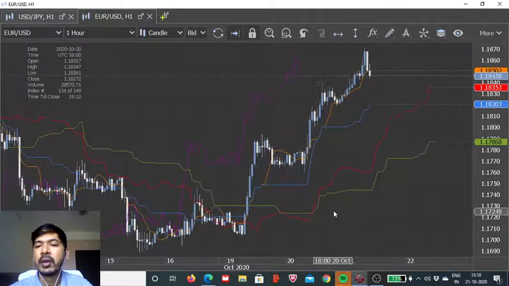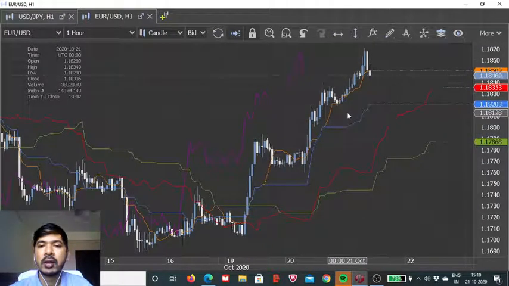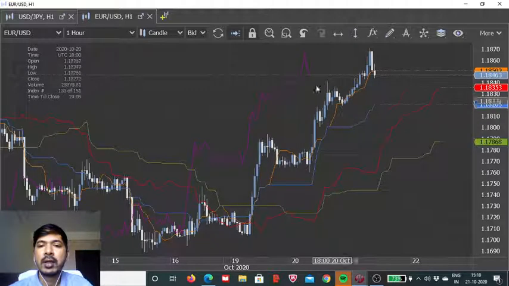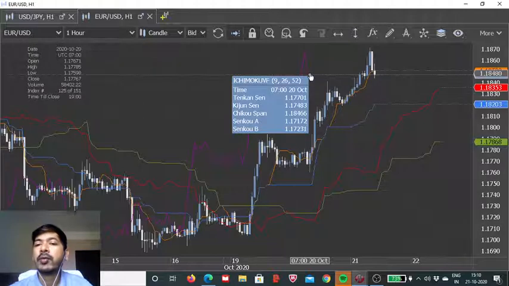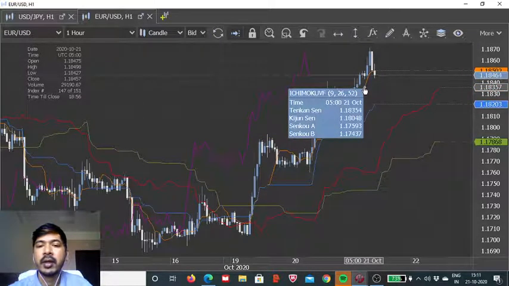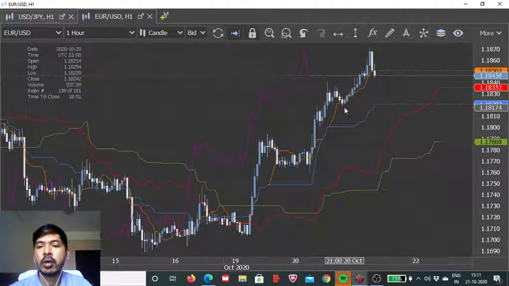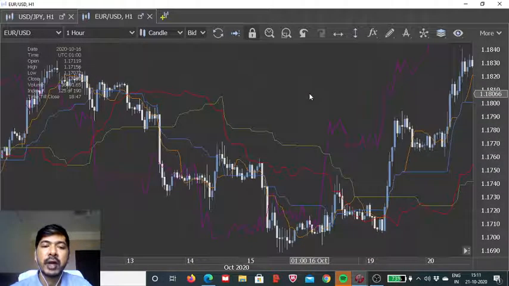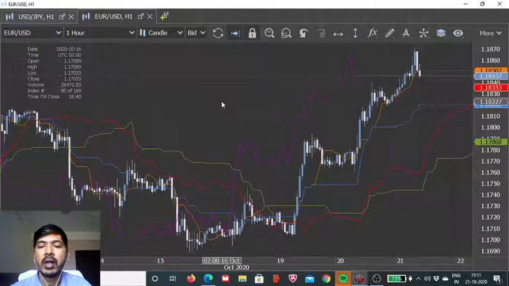And coming to the other parameters, we can also utilize the crossover between the Chikou span, which is simply the closing value plotted 26 periods back, and also the Tenkan-sen. If the Chikou span is trading above the Tenkan-sen, that is also an indication of a bullish stance. If the Chikou span is trading below the Tenkan-sen, that is indicative of a bearish stance. So there are multiple ways you can deal with this.